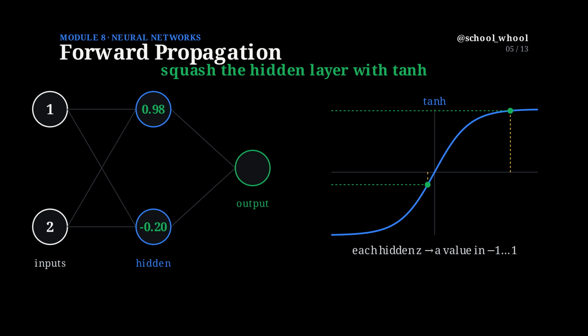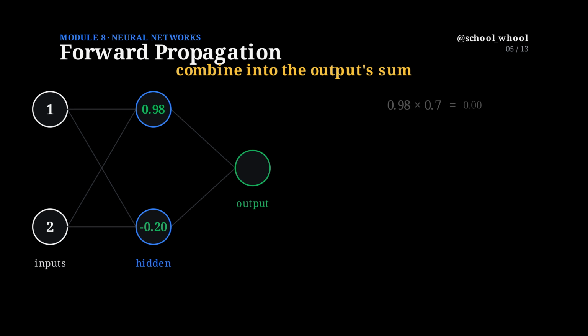Now the output neuron combines those 2 hidden values, again with weights and a bias. 0.98 times 0.7 is about 0.68. Minus 0.20 times minus 0.9 is about 0.18. Add the bias of 0.4. The running total comes to 1.26.